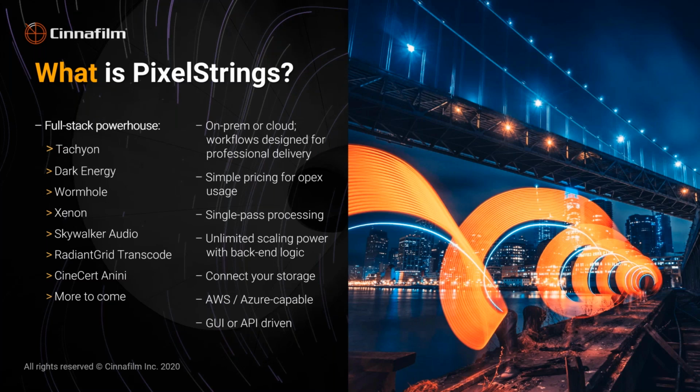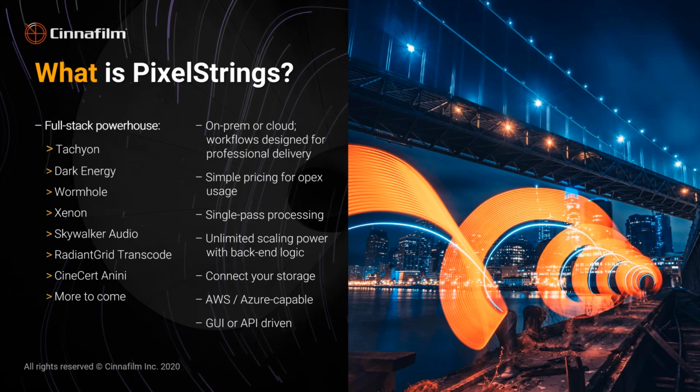PixelStrings is a high-quality media conversion platform as a service. It operates both on-prem and in the cloud. The goal here being to mirror the functionality in both locations. So if you build out a workflow that you like on-prem, you can push it to the cloud with confidence and get the exact same picture and sound output.